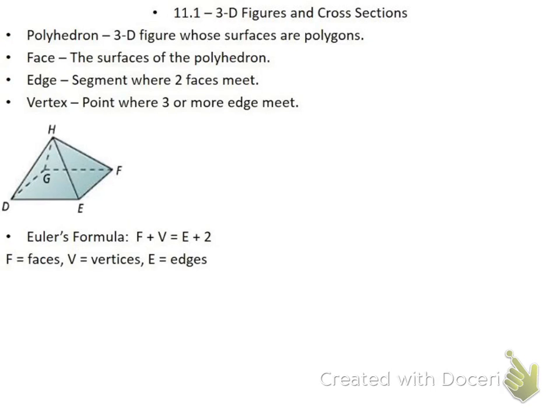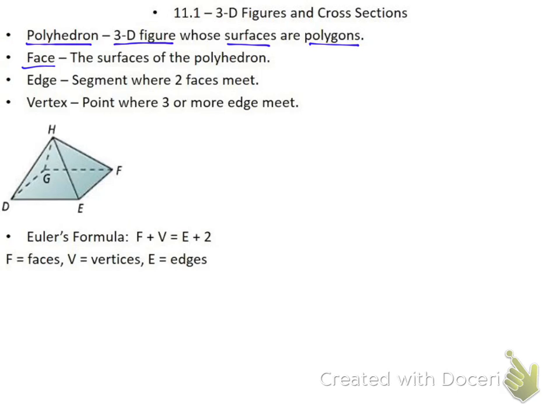Okay, today's lesson is going to be kind of the intro to this chapter. It's going to be talking about three-dimensional figures and then also cross-sections. Again, with these three-dimensional figures, we can call them polyhedron. It's going to be a 3D figure, and the surfaces are all going to be polygons. So we'll have prisms that are made of rectangles, squares, triangles, and stuff like that.